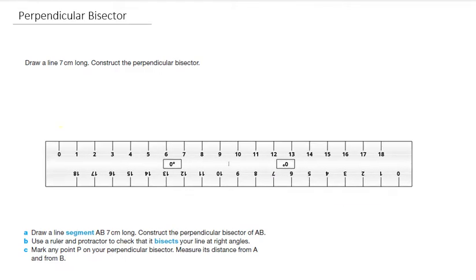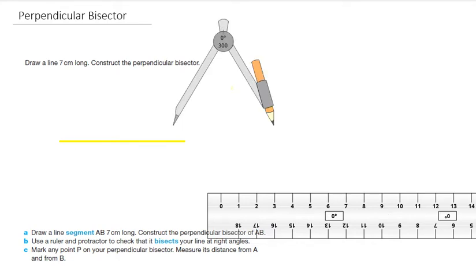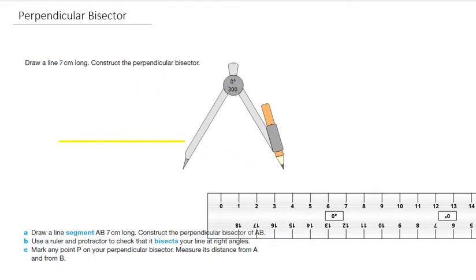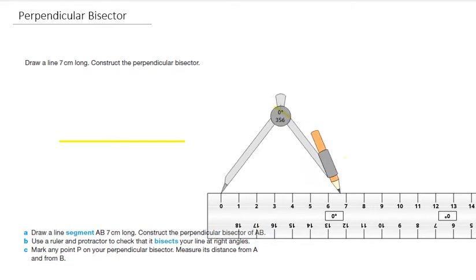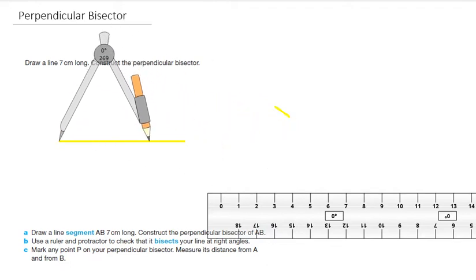Draw a line of 7 cm long, yellow color. Yeah, 7 cm long, and now we have to construct a perpendicular bisector. So for this we need a compass over here. We need to use this compass and extend it a bit more, or we just need to extend it less than 7 centimeters. So let's say we mark it as 5 centimeters.